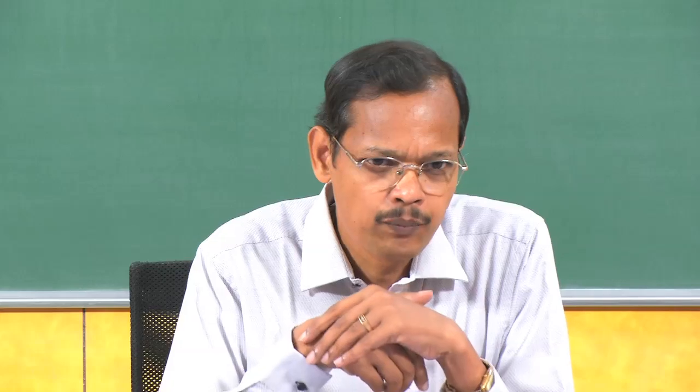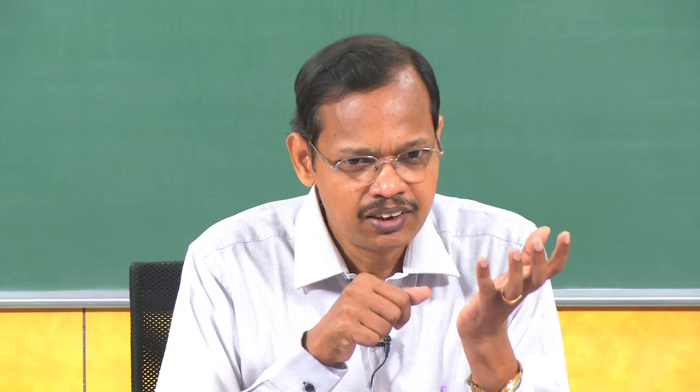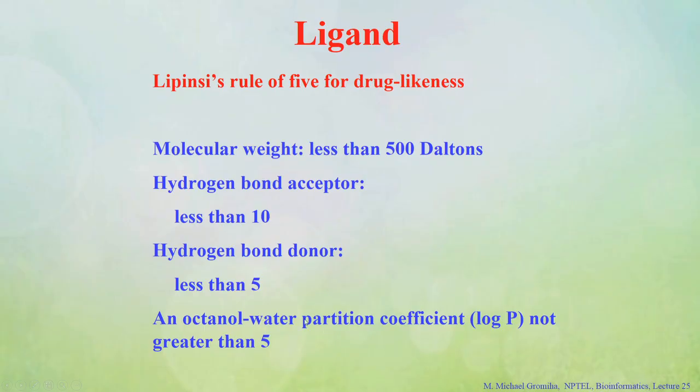What is the difference between hydrogen bond acceptor and hydrogen bond donor? How to discriminate between them? A hydrogen attached to an electronegative atom is called a hydrogen bond donor. The one which receives it is called the acceptor. Then the hydrophobicity, which is mentioned as the octanol-water partition coefficient, should not be greater than 5. So, the hydrophobicity should not be greater than 5.